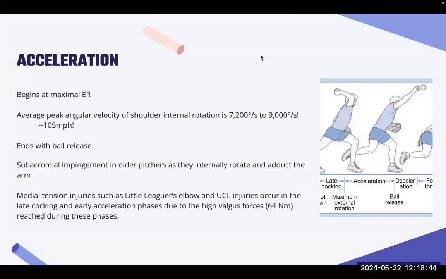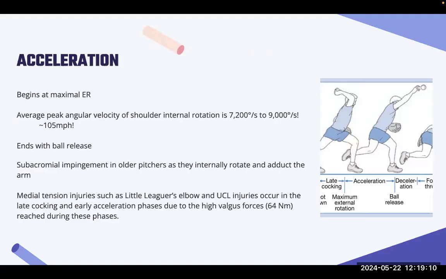The peak angular velocity of the shoulder: your shoulder is internally rotating up to 9,000 degrees a second. That's insane. And so with the help of ChatGPT, I asked, if you take a standard car tire and you rotate it 9,000 degrees a second, how fast would that be? That's like a car traveling 105 miles an hour. And that's insanely fast for the human body to do with the shoulder.